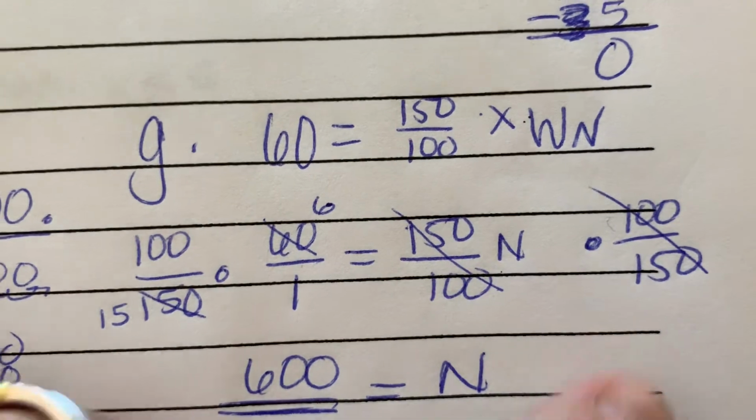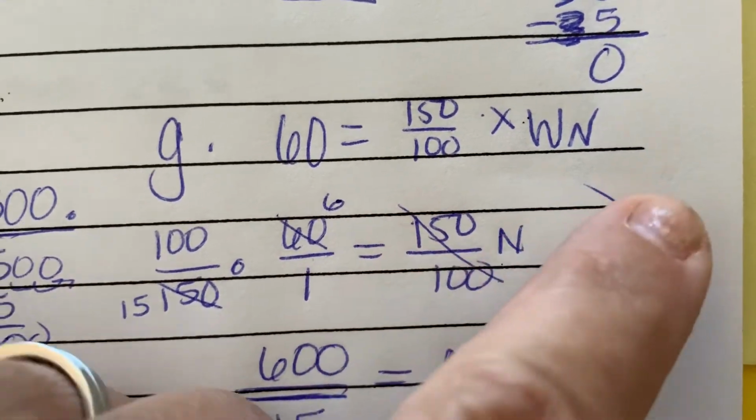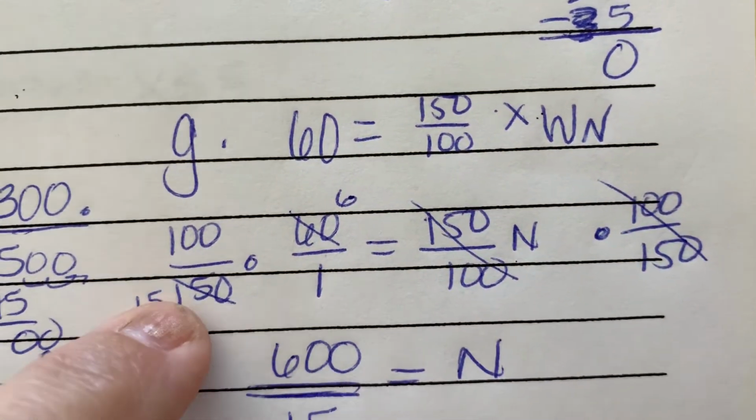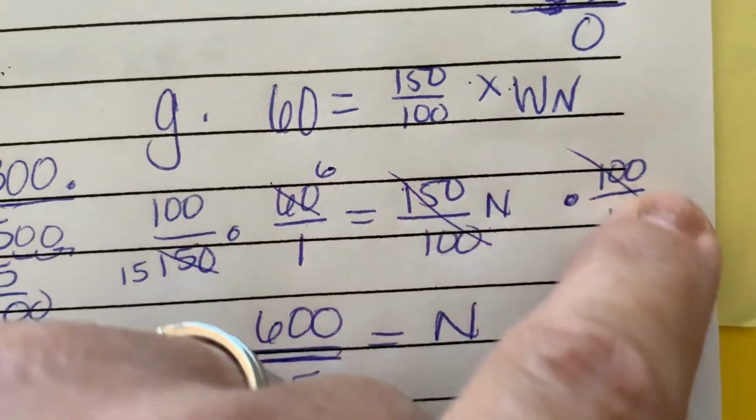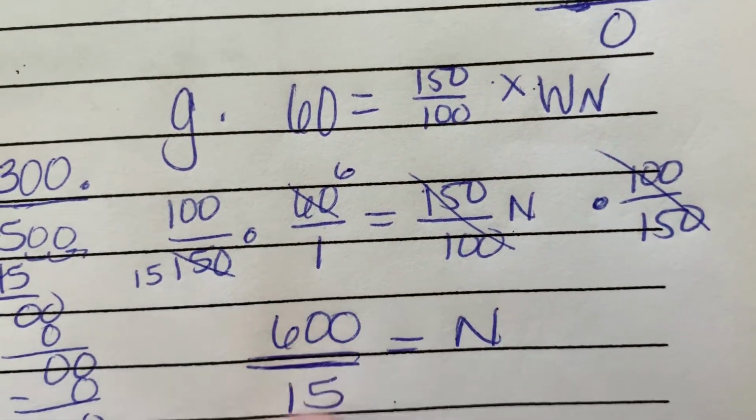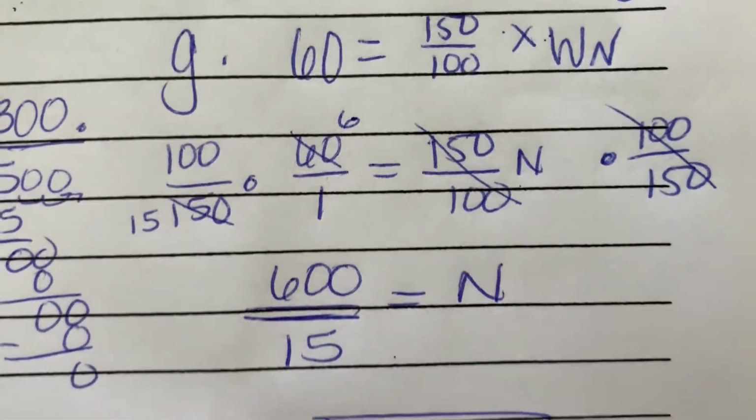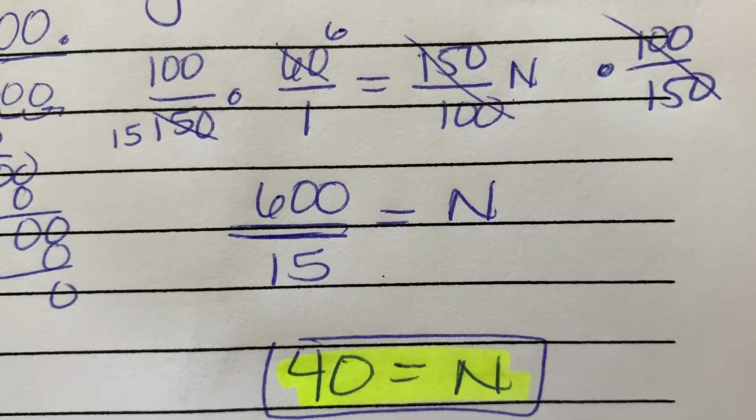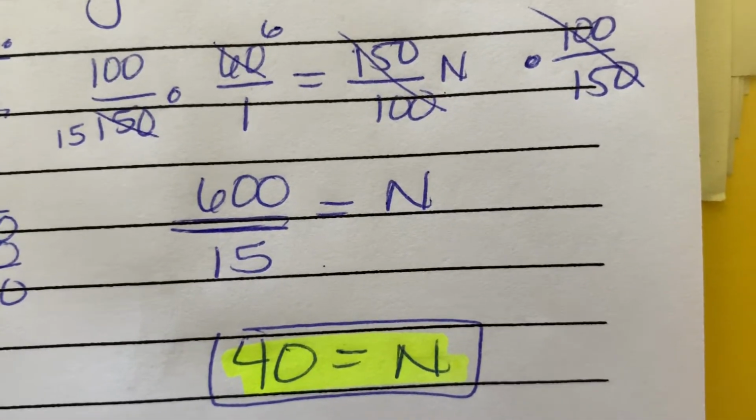I need to get rid of this fraction, so I multiply by the reciprocal on both sides. These go away. I'm left with 600 over 15 equals n. When I reduce, I get 40, which is what that is. I think it was example 5.